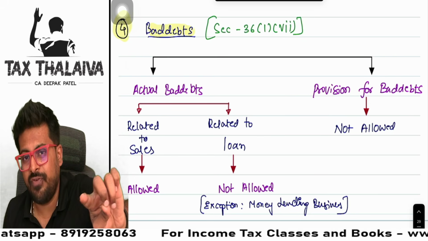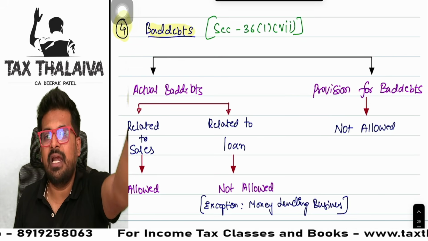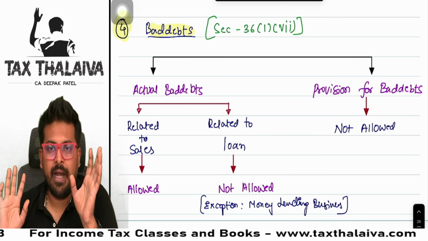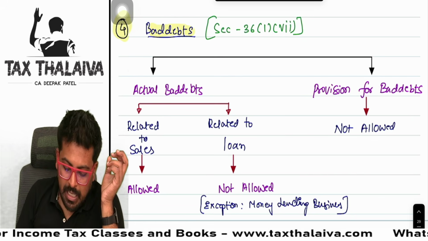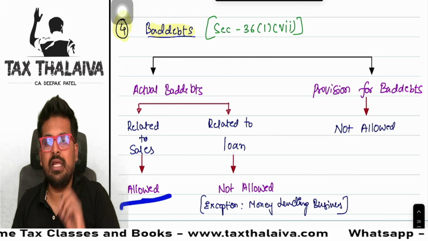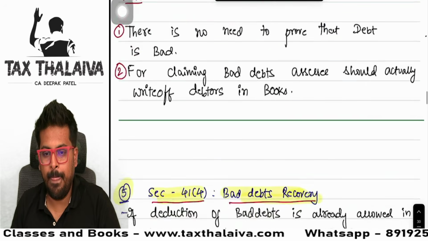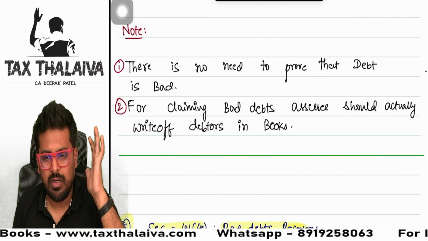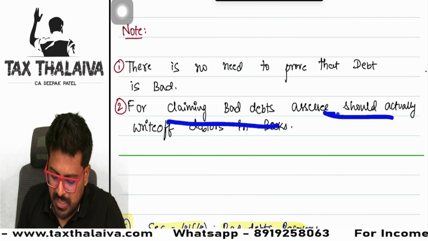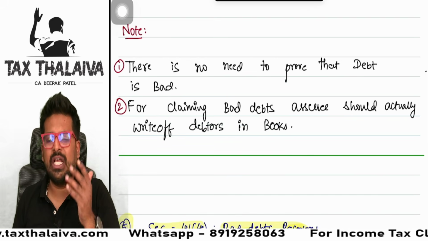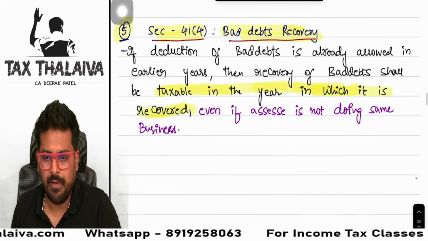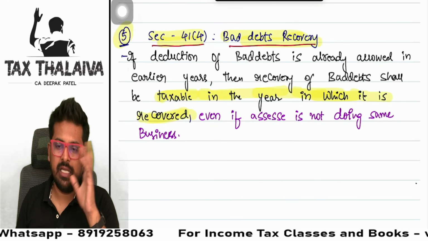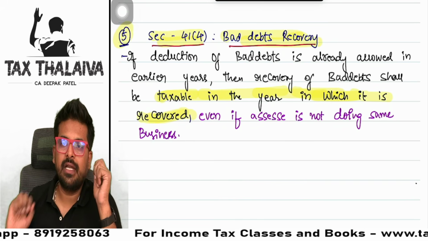If your business itself is a lending business, a money lending business, then it is a business expenditure. You can claim it as an actual bad debt. But generally, only bad debts related to sales are allowed, guys. Next. There is no need to prove that the debt is bad. For claiming bad debts, the assessee should actually write it off, meaning there should actually be a bad debt. Simple.